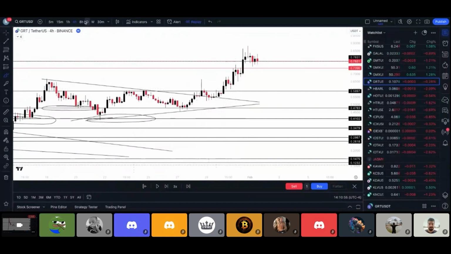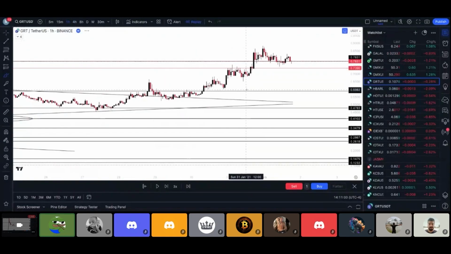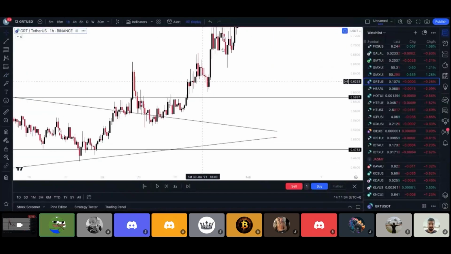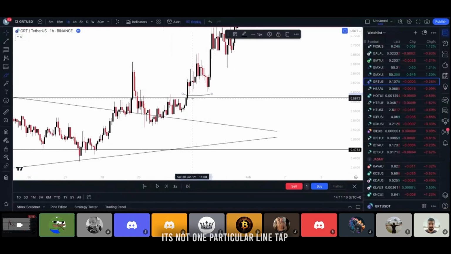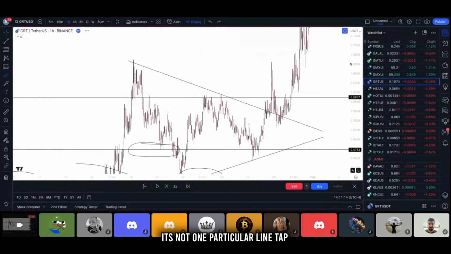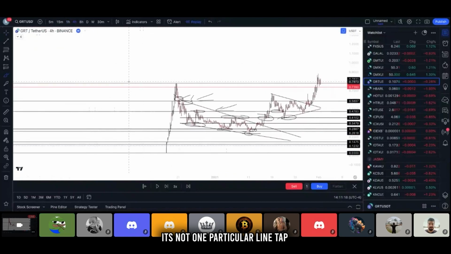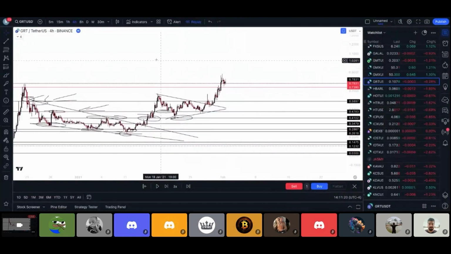Even on the 4-hour, kind of weird on the retest. On the hourly, I don't want to click that because it's not going to let me go down low. Actually, will it let me go down hourly? Yes, it will. On the hourly, you got a very, very close flip right here. Not right on. Like I said, not one particular line tap. Don't got to play one particular line tap, guys. We're talking about ranges of support and resistance. Okay, guys? Ranges of support resistance. Very important to understand that.